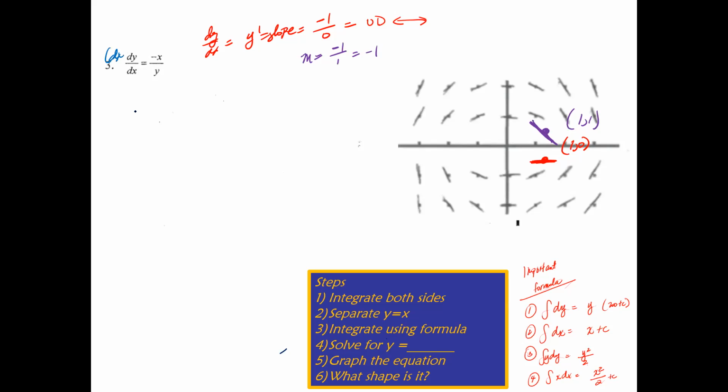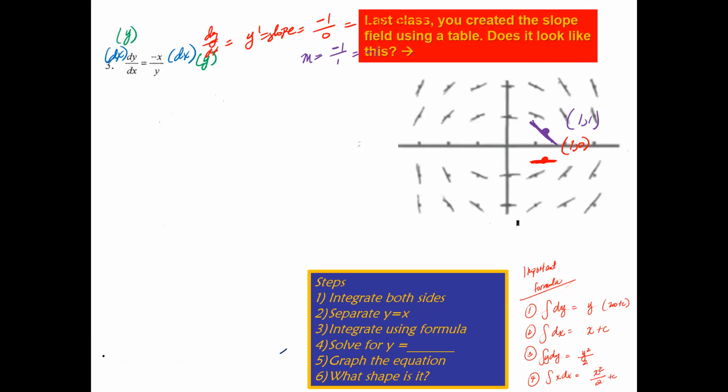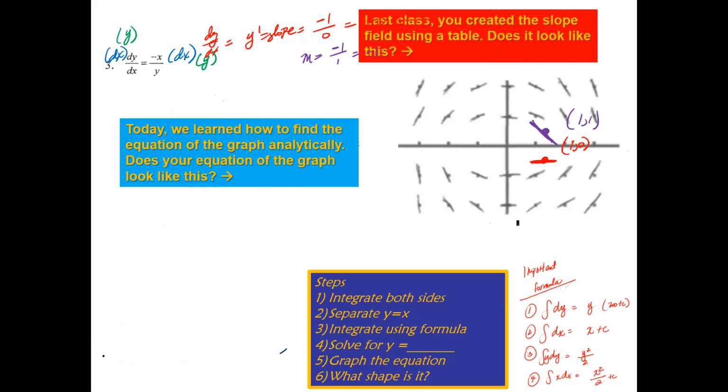I'm going to multiply by dx on both sides. And to get the y over, I will have to multiply y on both sides. So looking at this here, the dx and the dx cancel. You have a y dy on the left side. On the right side, the y and the y cancel. So you have a -x dx.